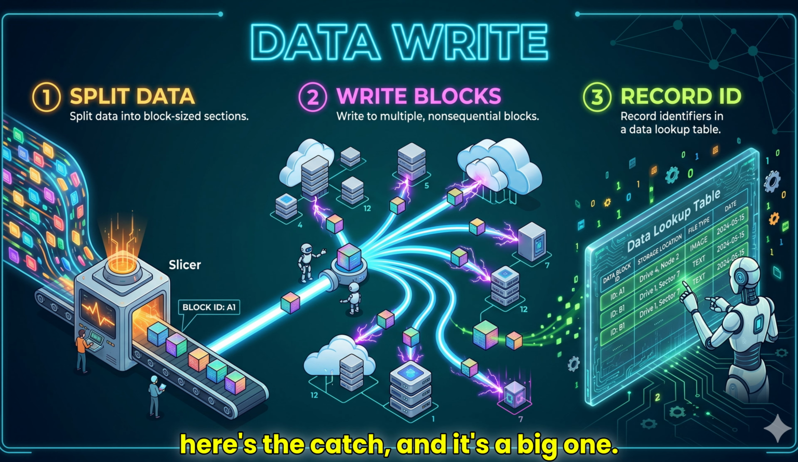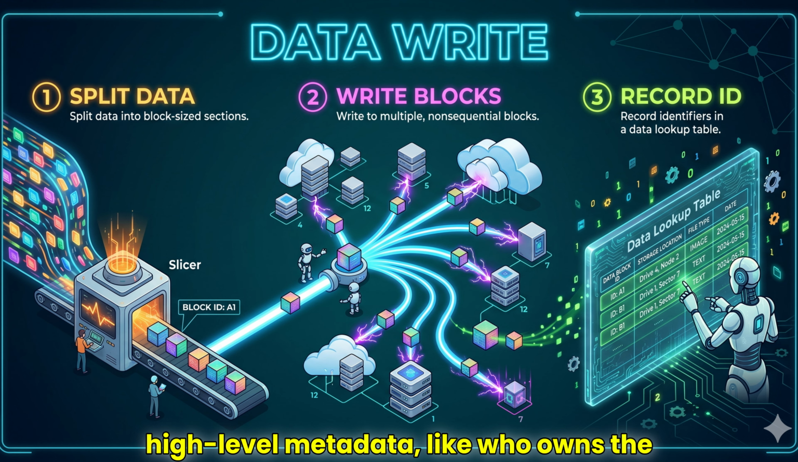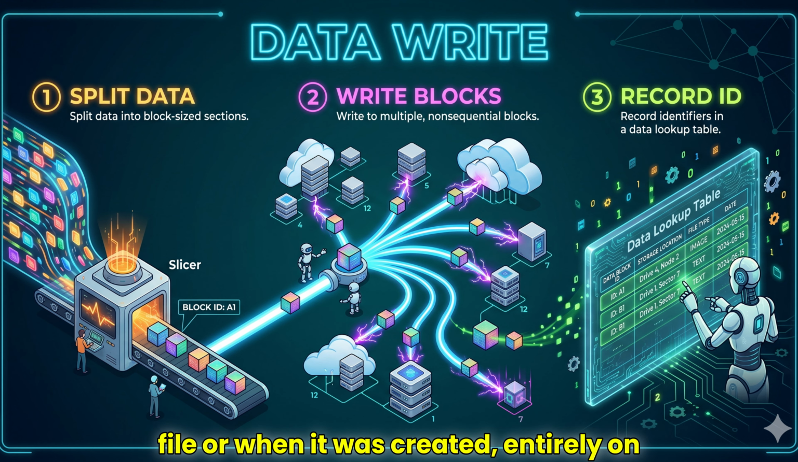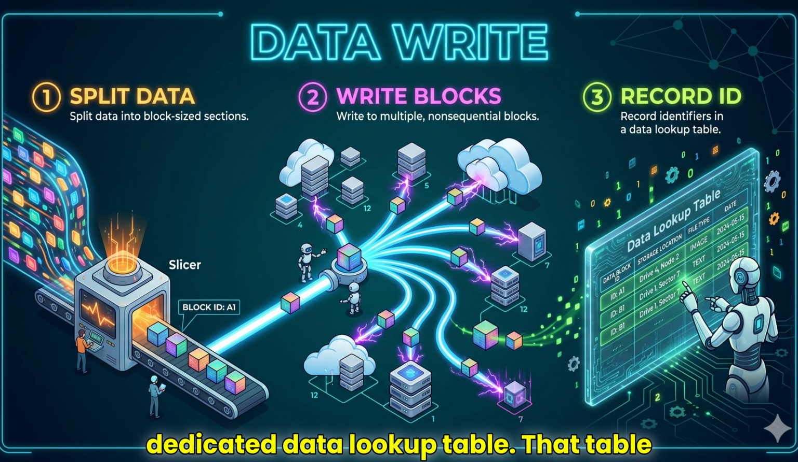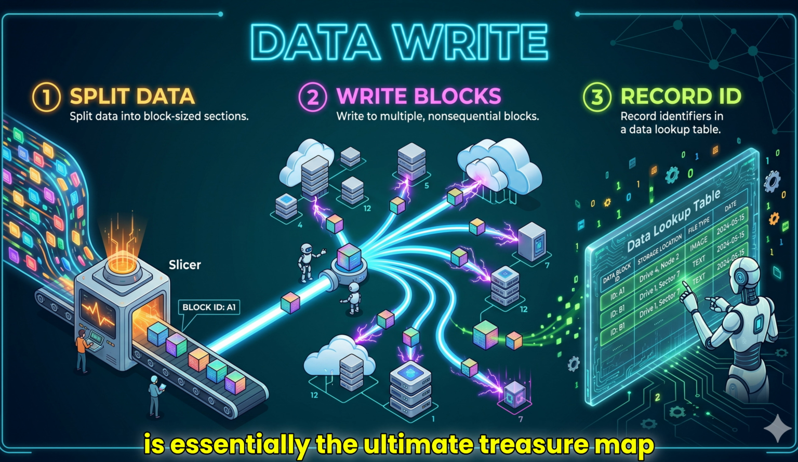But here's the catch, and it's a big one. Because block storage doesn't keep high-level metadata, like who owns the file or when it was created, it relies entirely on Step 3. It records a unique identifier for every single block in a dedicated data lookup table. That table is essentially the ultimate treasure map for your application.